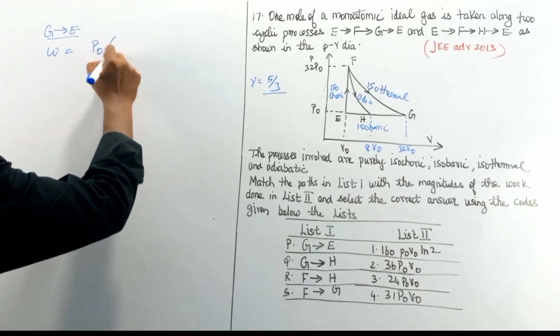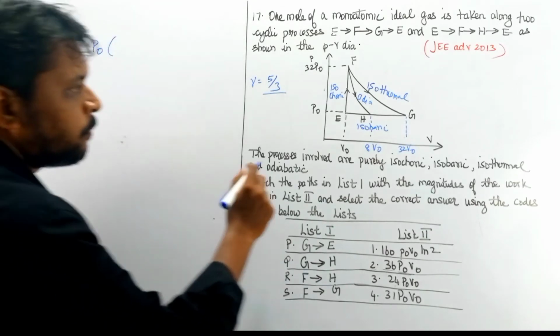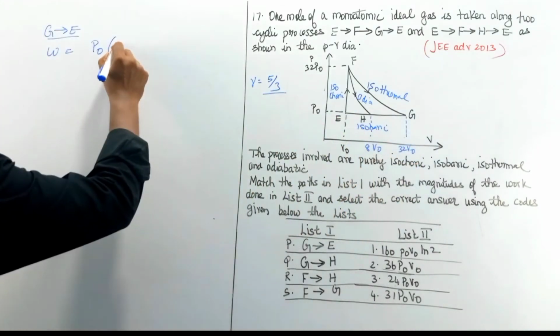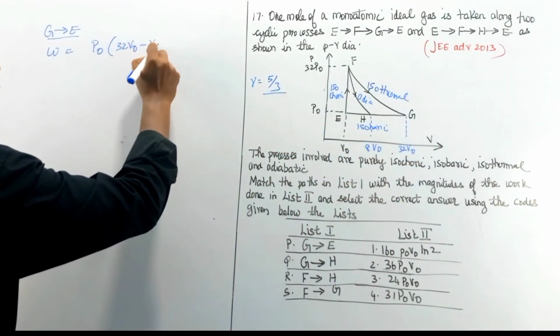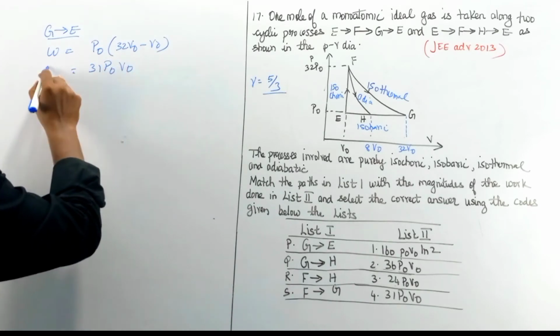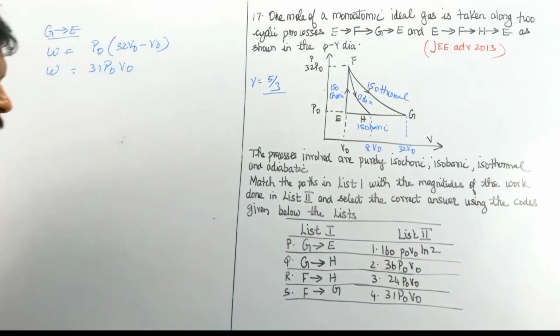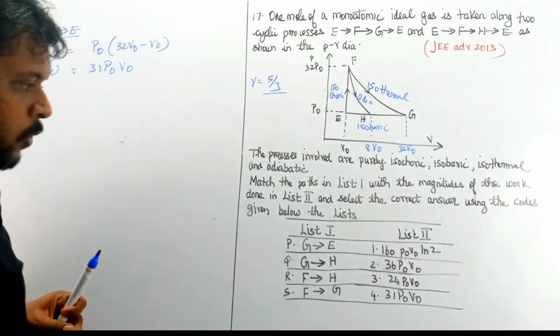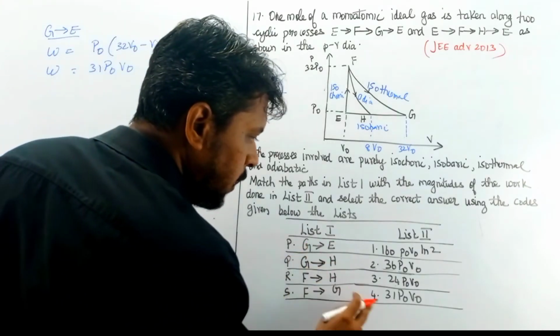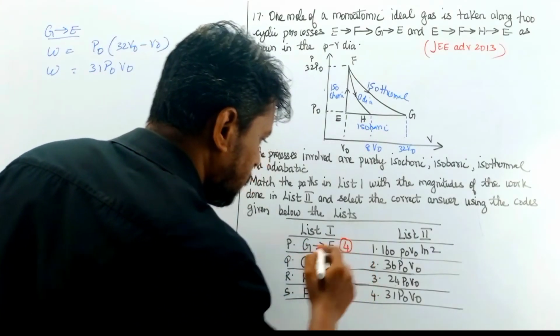So P is P0. What is the final and initial volume? For GE, G is 32 V0, E is V0. So 32 V0 minus V0, so it will be approximately 31 V0. So work done through GE is 31 P0 V0. So for this pathway, GE is 31. So 4 is the first match.